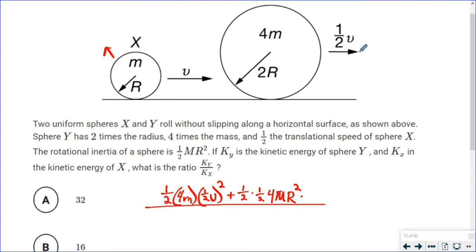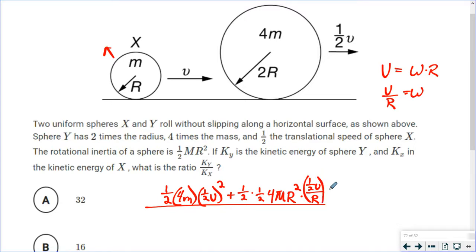And omega squared relates to your 1/2 variable right here. Remember, velocity is equal to omega times r. So omega is your velocity divided by your radius. And so I can plug that in here. It'd be 1/2 v over my radius r.